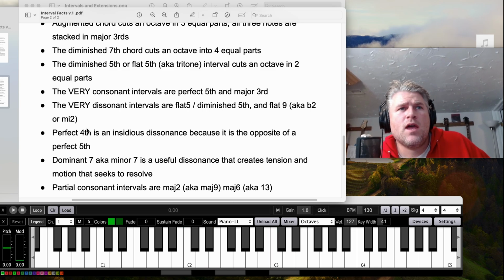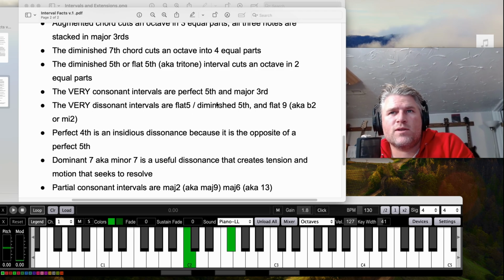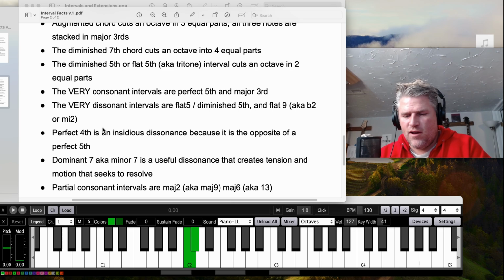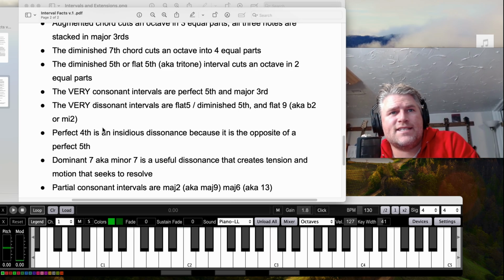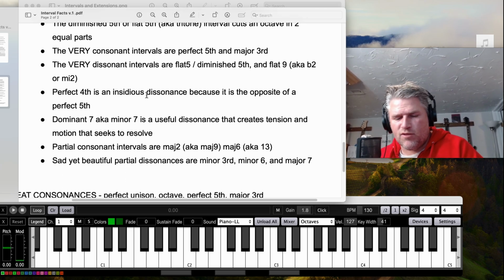Anyway, the very dissonant intervals are the flat 5th, otherwise known as the diminished 5th, and the flat 9, also known as flat 2 and minor 2. So this tension right here and this are the greatest dissonances. The perfect 4th is an insidious dissonance because it's the opposite of the perfect 5th.